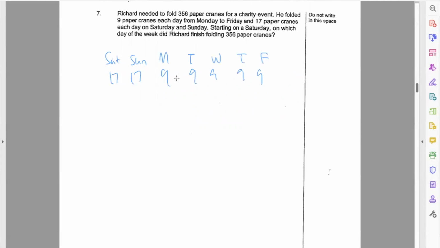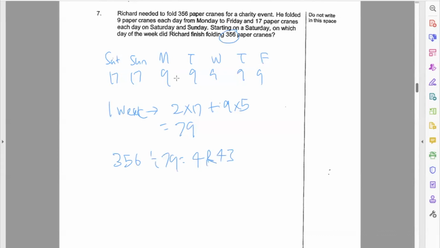So in 1 week, the total number of paper cranes folded will be 2 times 17 plus 9 times 5. Okay, use your calculator, you will get 79. So every week, Richard folded 79 paper cranes. In total, Richard folded 356 paper cranes. So how many weeks is that? 356 divided by 79. Use your calculator, you will get 4 remainder 43.